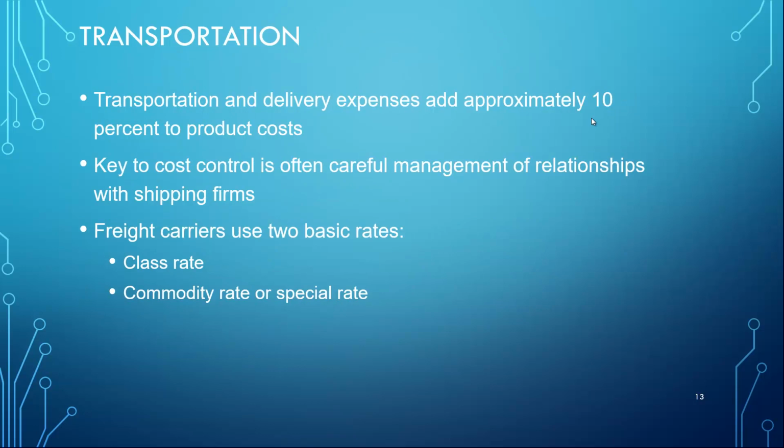Transportation and delivery is a major element of the physical distribution system, and its expenses add approximately 10% to product costs. Key to cost control is often careful management of relationships with shipping firms. Freight carriers use two basic rates: class rate, commodity rate, or special rate.